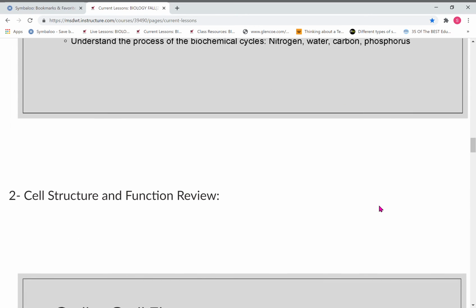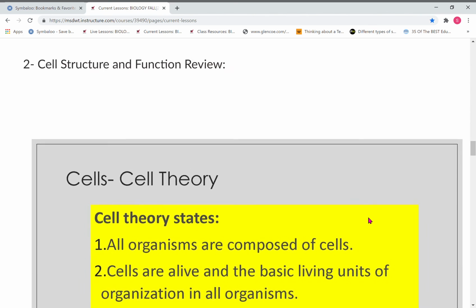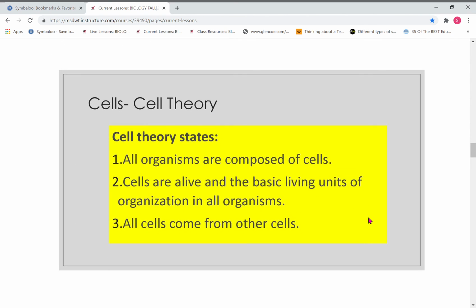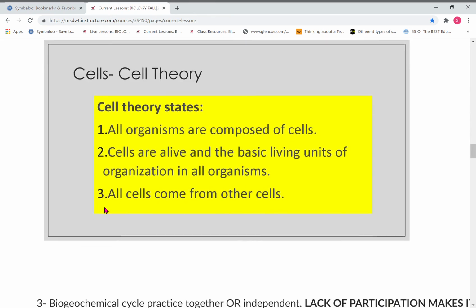And then I have one slide for cell structure and function, which we'll move on to the rest of tomorrow. But this is simple. Know the cell theory. 3 parts of the cell theory. All organisms are composed of cells. Cells are alive and the basic unit of life in the organism. So cells are the basic unit of life. All cells come from cells. You need to know those 3 parts.